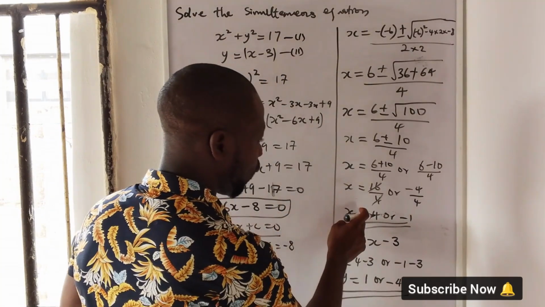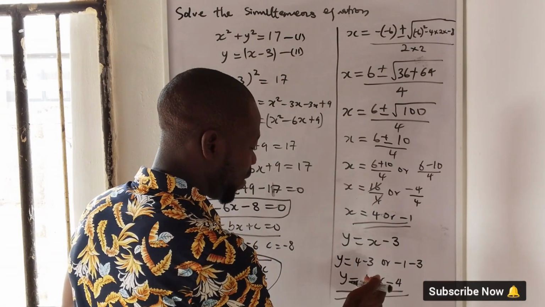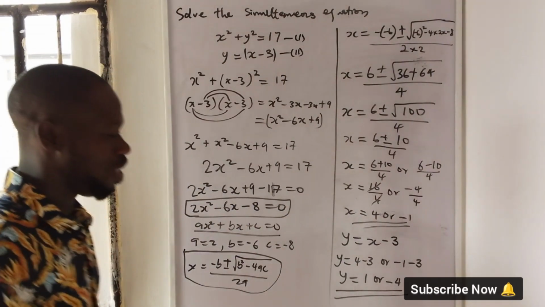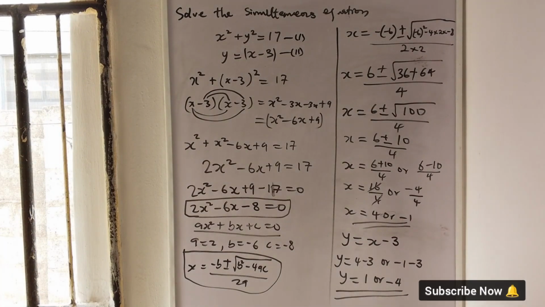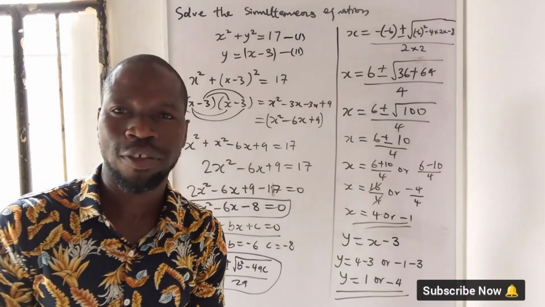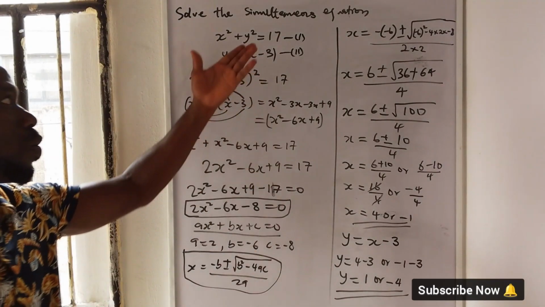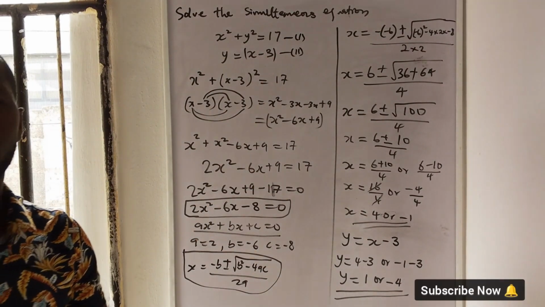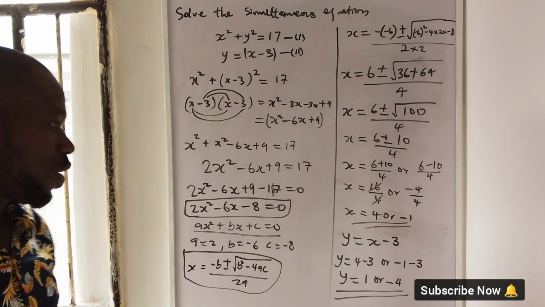So x is equal to 4 or minus 1, y is equal to 1 or minus 4. That is interesting. So x is equal to 4 or minus 1, y is equal to 1 or minus 4. And that is the answer to this quadratic simultaneous equation. I think that is very, very simple.